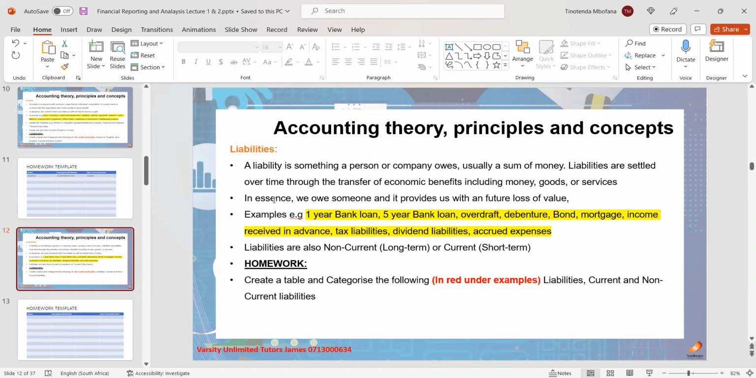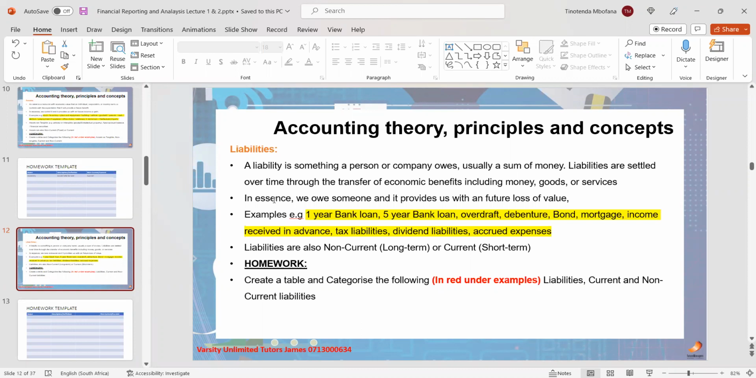So liabilities are settled over time. They can be settled within a year or they can be settled over more than a year. That's important. We want to talk about why I'm saying that's important. They can be settled within a year or they can be settled over a period that extends above a year.